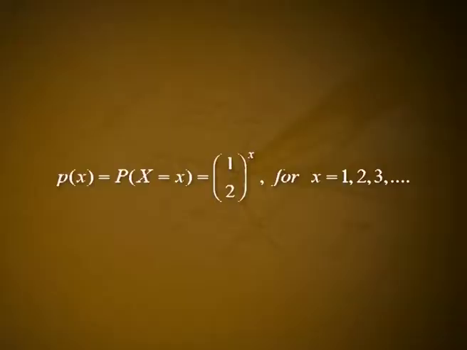We know the number of tosses required for an odd number could be 1, 2, 3, etc. That is, the possible values of x are 1, 2, 3, etc. So, the probability mass function of X can be written as p of x, that is equal to P of capital X equal to small x, that is equal to 1 by 2 raised to x for small x equal to 1, 2, 3, etc.